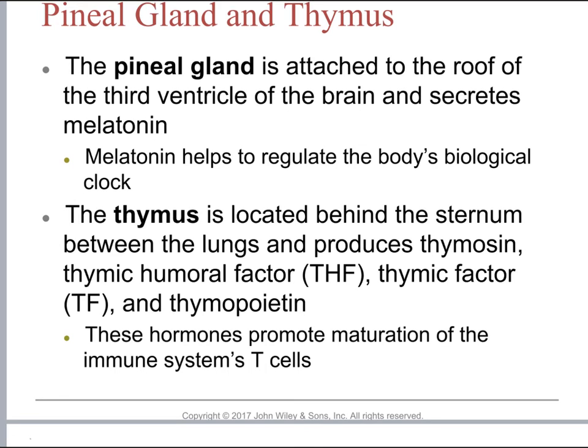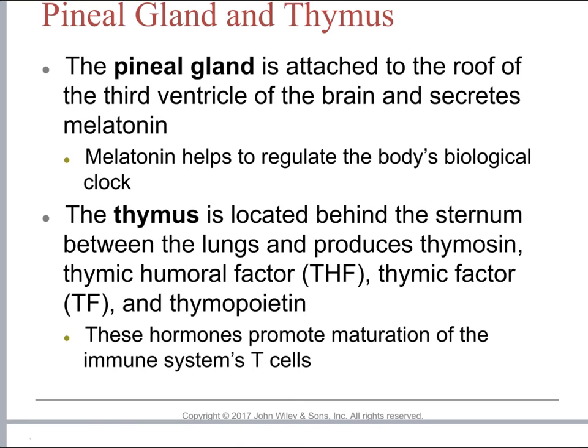The thymus. Now, this is an interesting structure. It is located behind the sternum between the lungs, above the heart, and produces hormones called thymosin, thymic humoral factor, and thymic factor, as well as thymopoietin. These hormones promote maturation of the immune system's T cells.